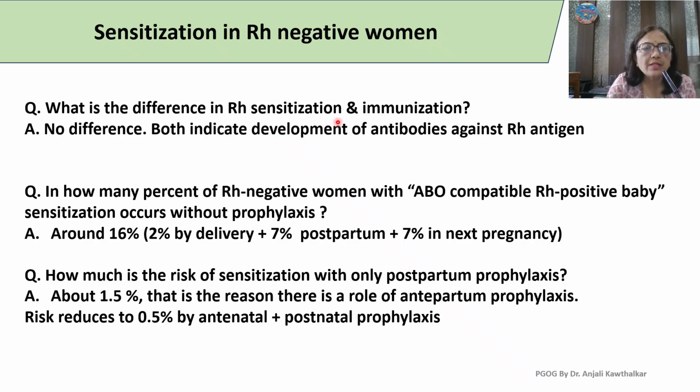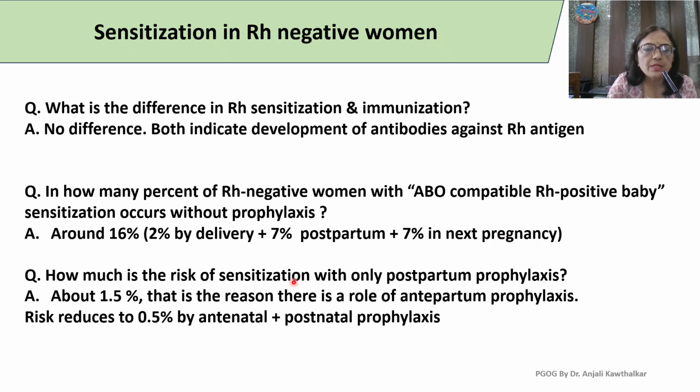What is the difference in Rh sensitization and immunization? There is no difference. Both indicate development of antibodies against Rh antigen, and that is the reason these terminologies are used interchangeably in the literature. In how many percent of Rh negative women with ABO compatible Rh positive baby does sensitization occur without prophylaxis? It occurs in around 16%: 2% by the time the baby delivers, 7% in the postpartum period, that is related to the first pregnancy, and another 7% in the subsequent pregnancy.